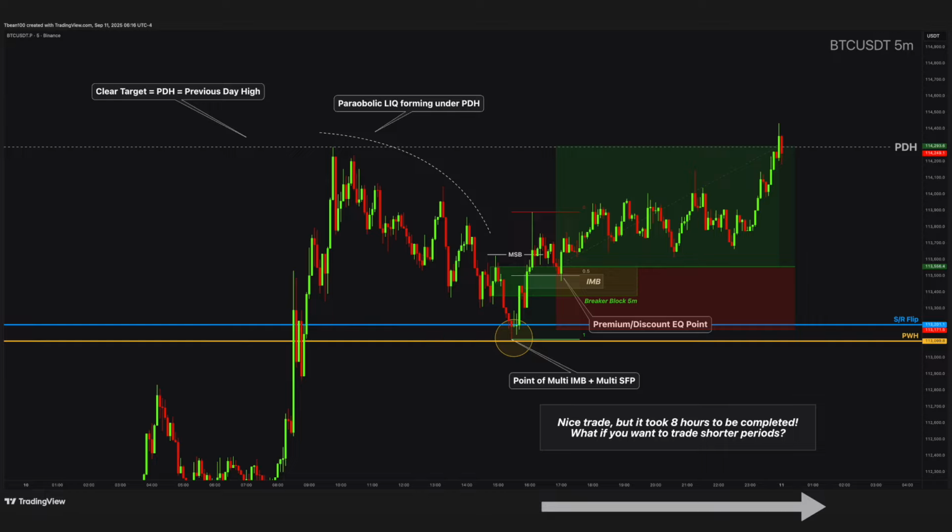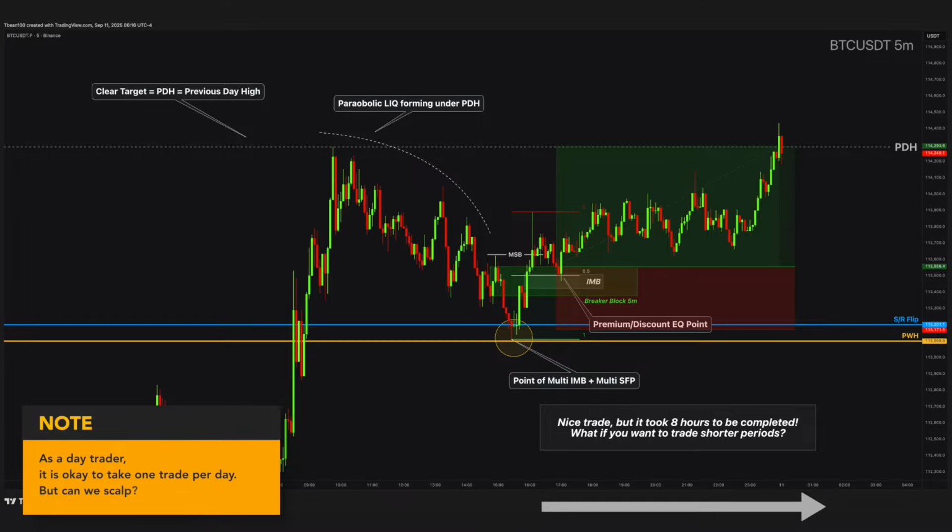Now, as a day trader, it is perfectly fine to take just one solid trade per day, because it is day trading. After all, you are a day trader, so that approach makes sense. I don't see a major problem with it. But here is the question. What if you are aiming for shorter time frames? What if you are more interested in quick scalping opportunities instead of holding trades for hours?